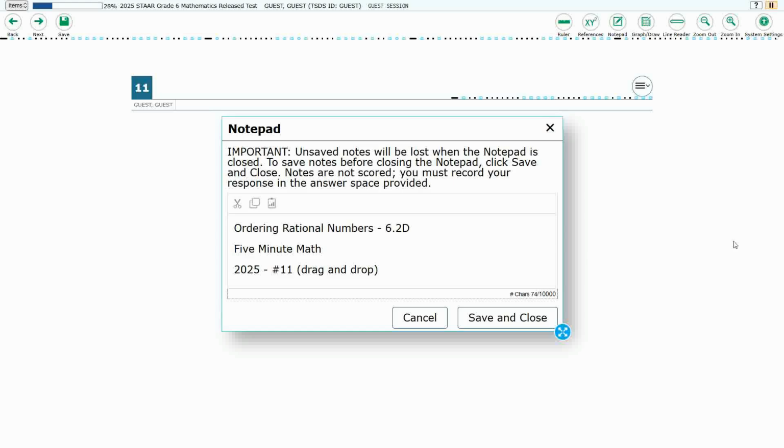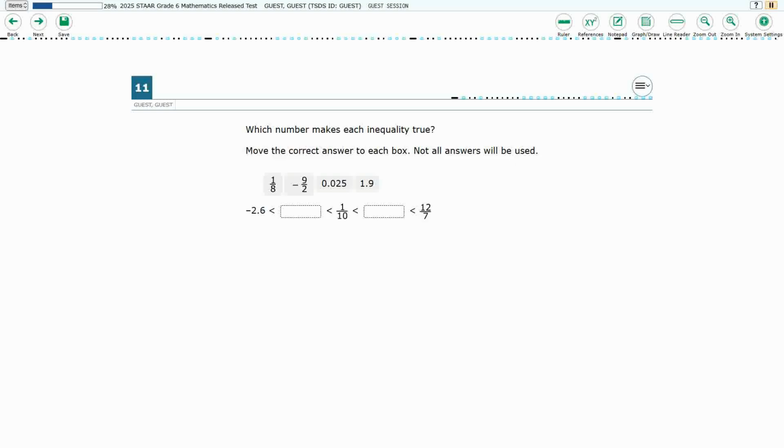Today we are looking at the 6th grade concept of ordering rational numbers. This is standard 6.2D in the great state of Texas, and we are using item number 11 of the 2025 released STAAR test. This is a new item type called drag and drop, and if you haven't done so already, please go ahead and take a moment to pause the video, work this problem out on your own, unpause it, and we will look at our answers together.